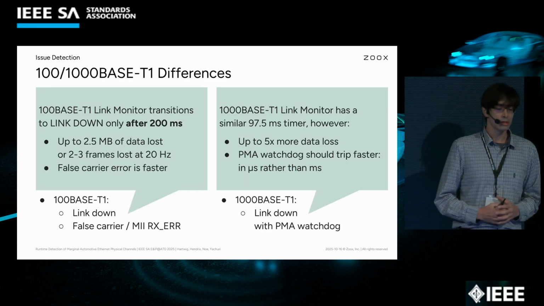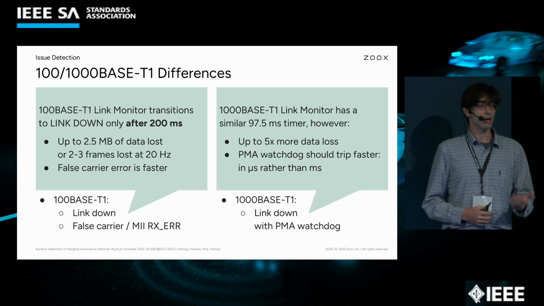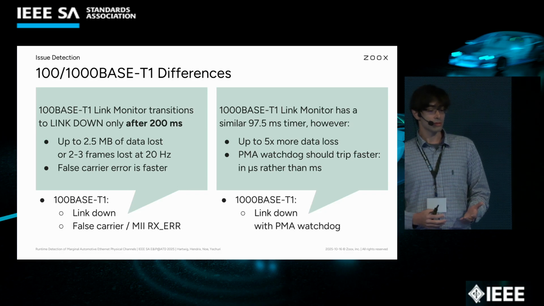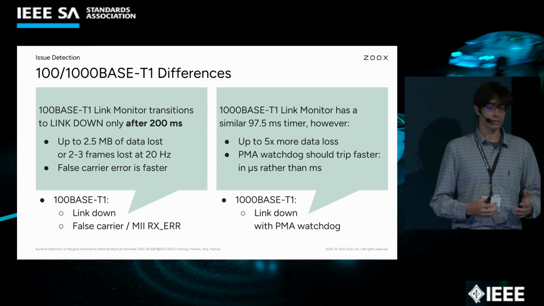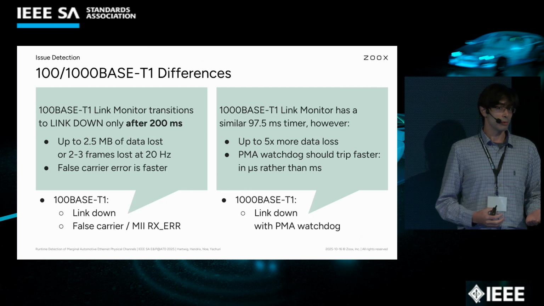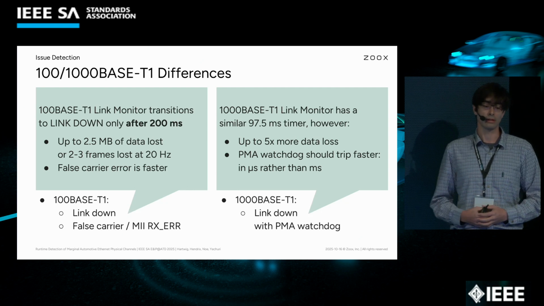So why do we need to do this? Particularly in 100BASE-T1, the link state machine has a timeout of 200 milliseconds before it will actually change to link down. If we think about this, let's say we had a camera connected over this 100BASE-T1, and that's running at 20 hertz. We could lose 2 or 3 camera frames before the link down actually triggers and shows up in diagnostic logs.